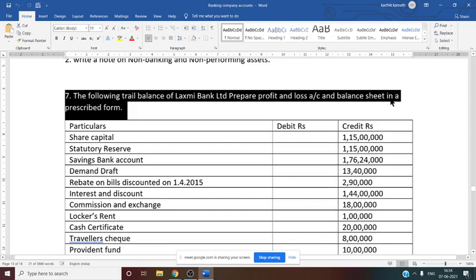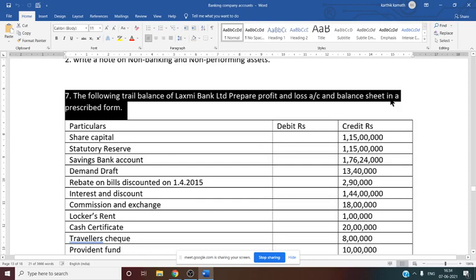Then there is statutory reserve information. That is also 1 crore 15 lakh rupees. So this 1 crore 15 lakh rupees statutory reserve you can show under reserves and surplus. That is schedule number 2. So there you can show reserves and surplus, balance carried over to balance sheet, any other capital reserve. So all these informations can be shown in schedule number 2 of the balance sheet.